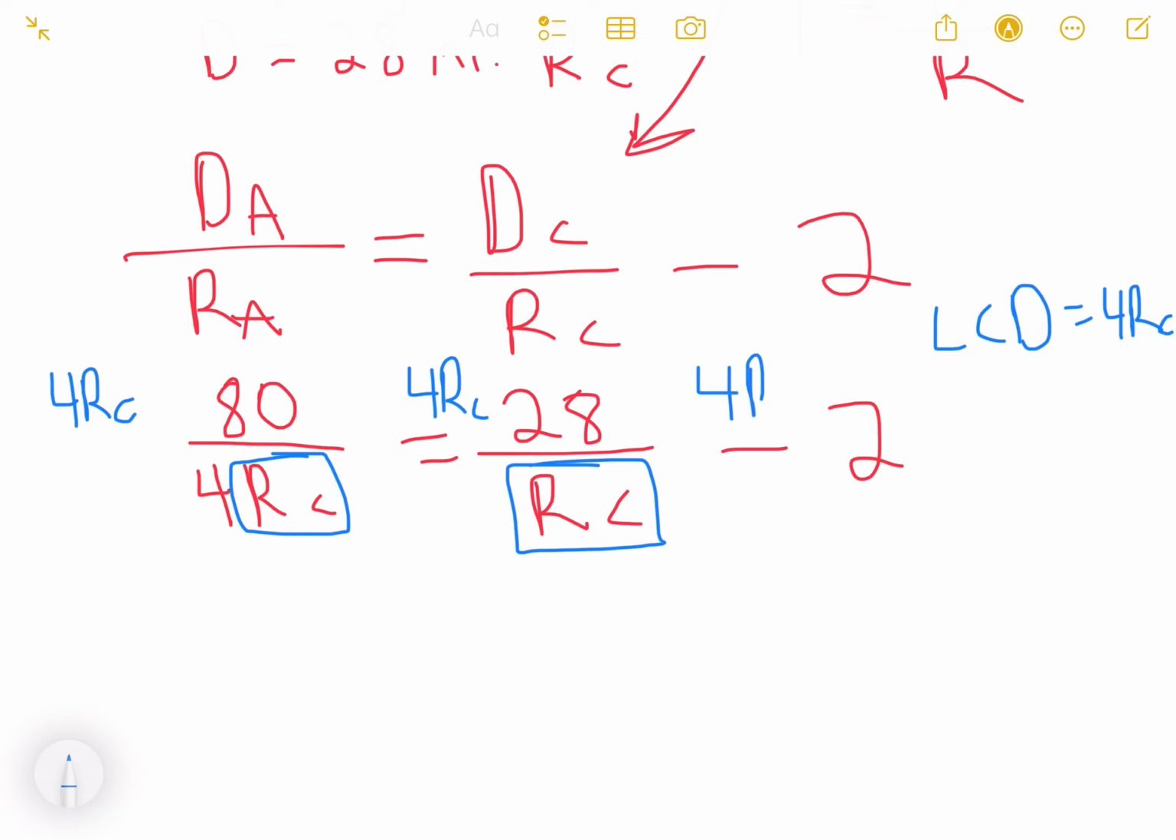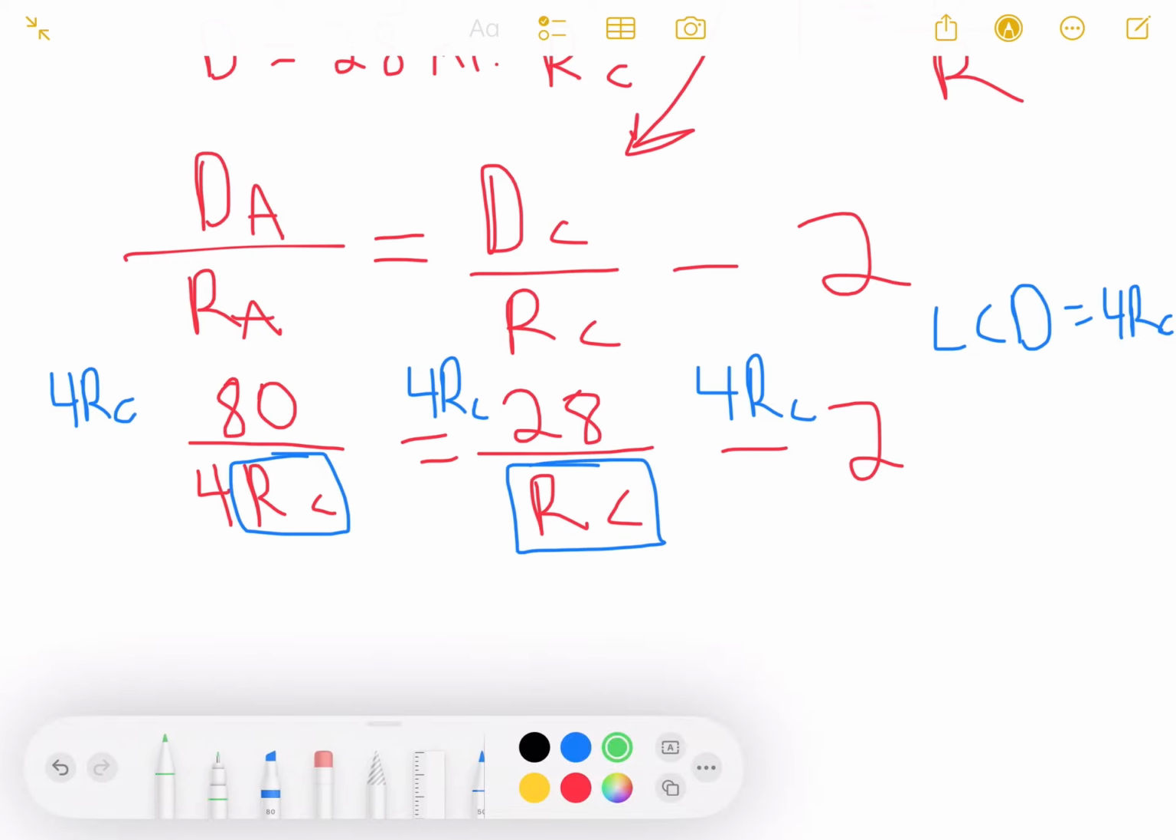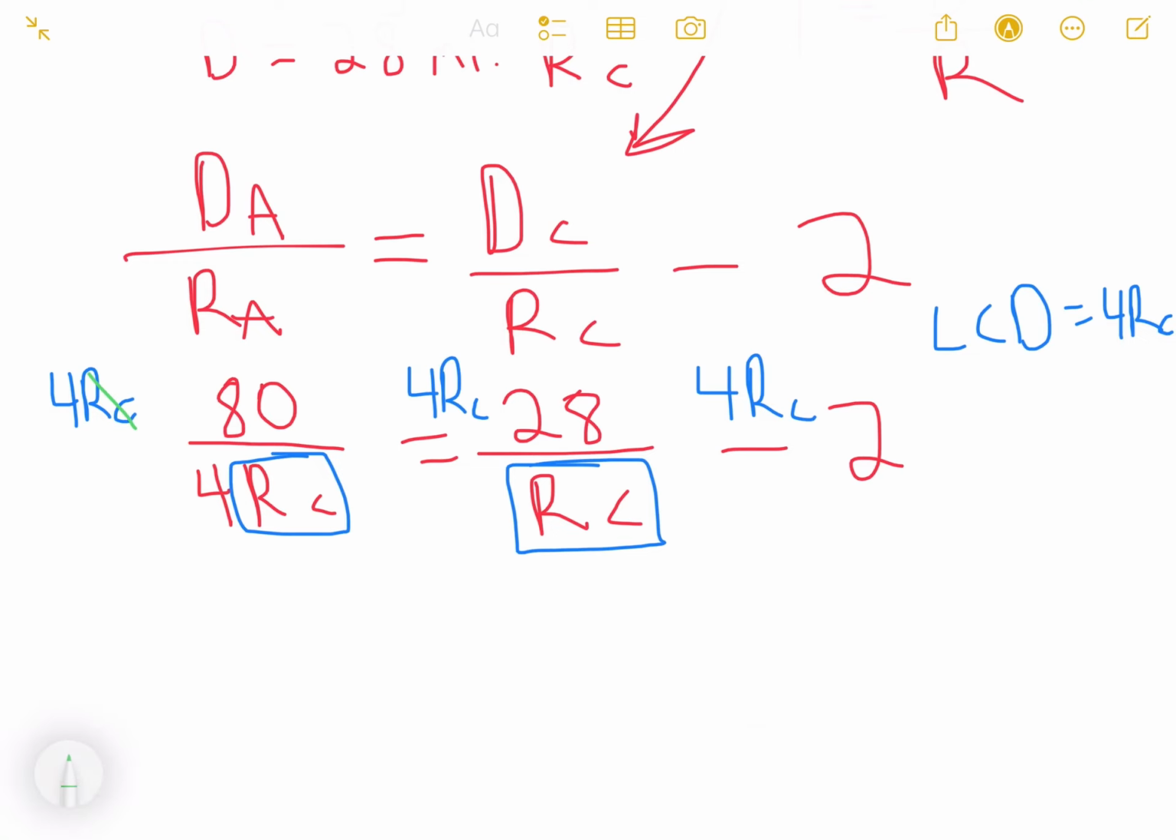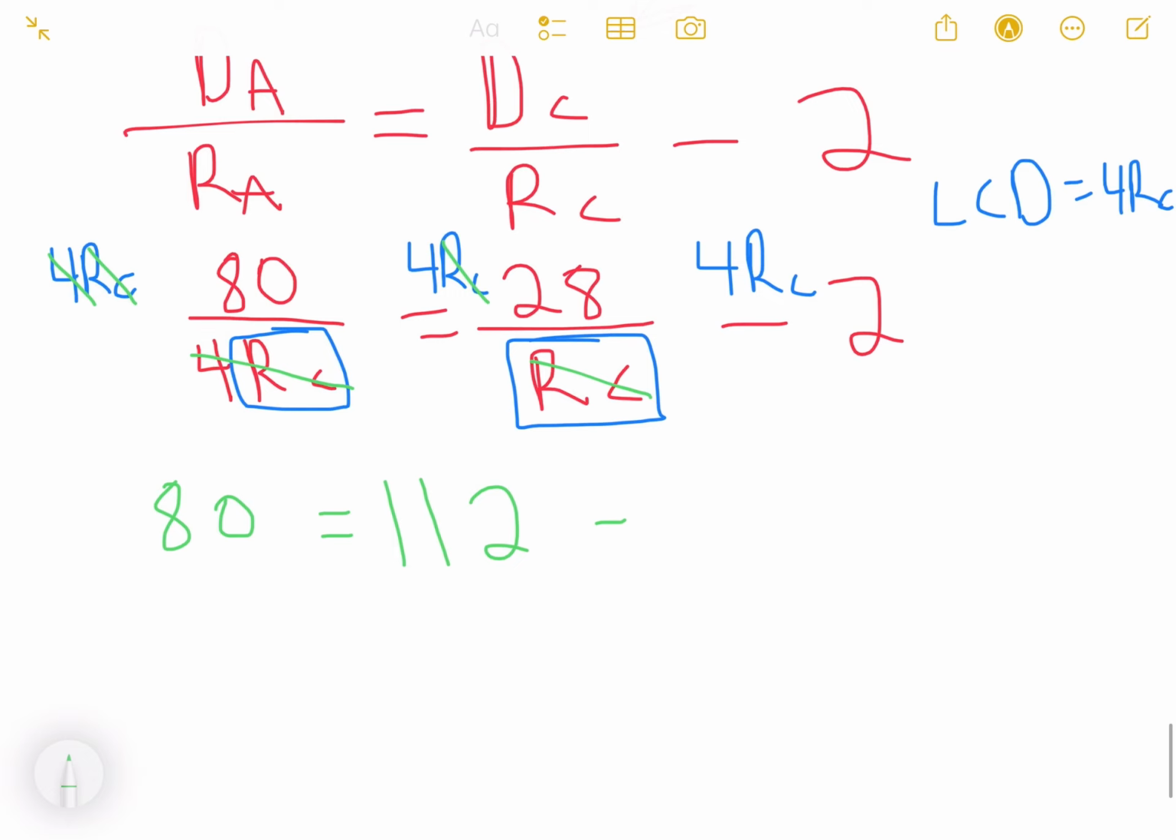So then I can say 4RC here. And what happens? Well, my RC cancels right here, and I'm left with actually 4 and RC. For this one, it cancels all the way out, and I'm just left with 80. And then what am I left with here? I have equals. My RC cancels, but I have my 4, so 4 times 28, 4 times 30 would be 120, so 4 times 28 would be 112, okay? And then I'm subtracting 8 RC. Whoops, 8 R sub C.